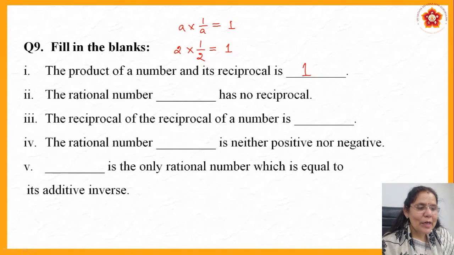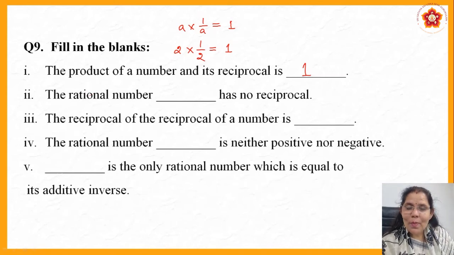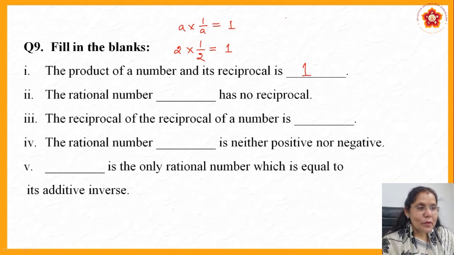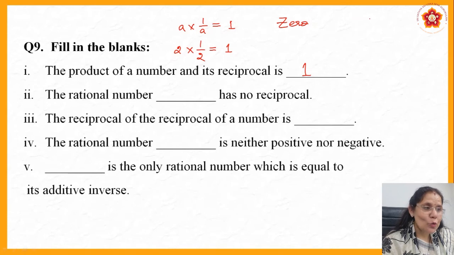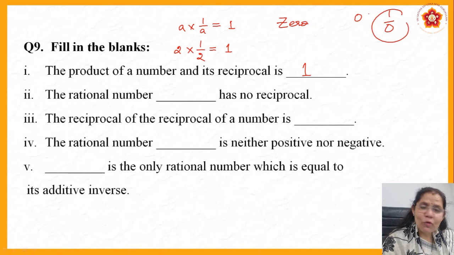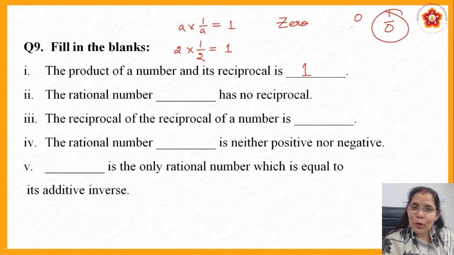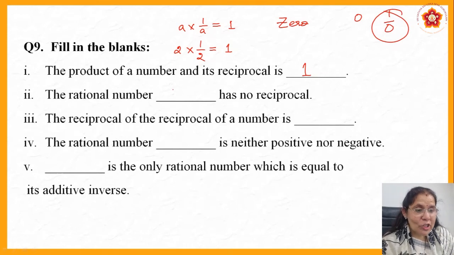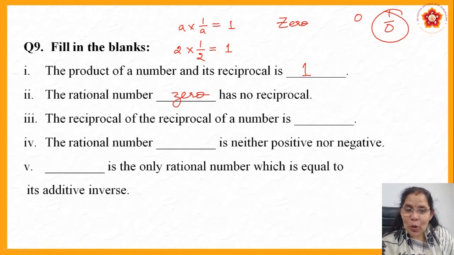The rational number dash has no reciprocal. Can you think of a rational number which does not have a reciprocal? What about 0? What is the reciprocal of 0? Reciprocal of 0 will be 1 upon 0. Is 1 upon 0 defined? No, it is not defined. We cannot divide a number by 0. So the rational number 0 has no reciprocal.